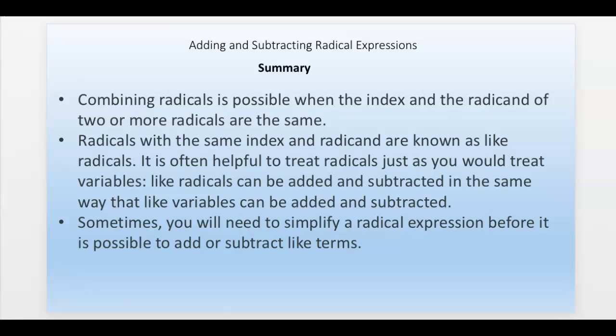That's just a summary again. You can combine radicals if the index and radicand are the same. If they have the same index and same radicand, that's called like radicals. It's often helpful to treat them just like a variable. You can add or subtract them the same way that we added or subtracted variables. But sometimes you may need to simplify a radical before it's possible to add or subtract them, before they become like terms.